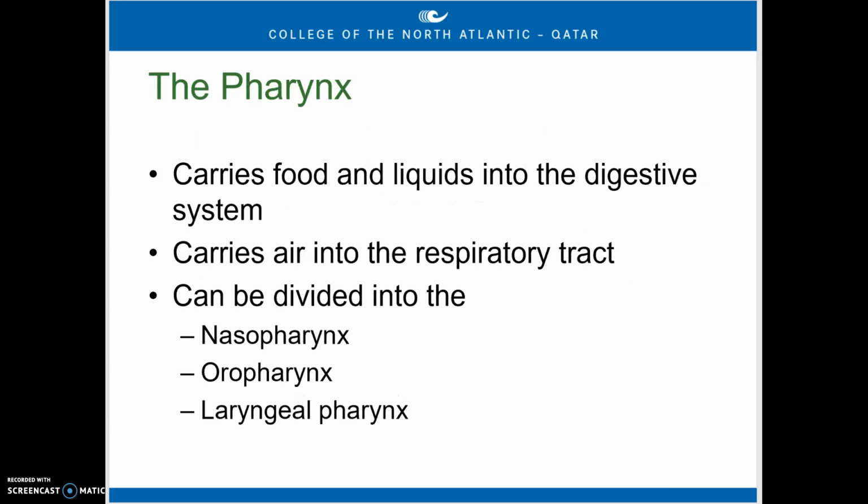So the next step right below the nasal cavity is going to be the pharynx. Now, the pharynx is what carries food and liquids to our digestive system when we eat and we swallow, but it'll also carry air into the respiratory tract. We divide the pharynx up into three different sections, and that's based on where it's found. So the nasopharynx is going to occur at the end of the nasal cavity. The oropharynx you're going to find at the back of the mouth, and then the laryngeal pharynx is going to be immediately below that and above the larynx.